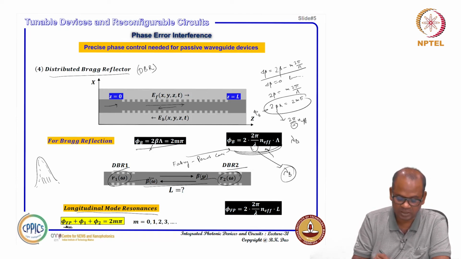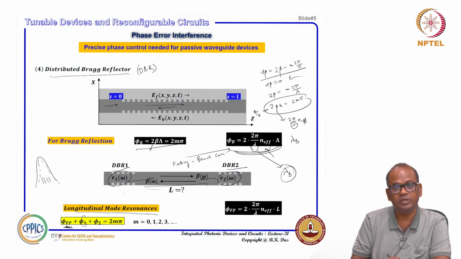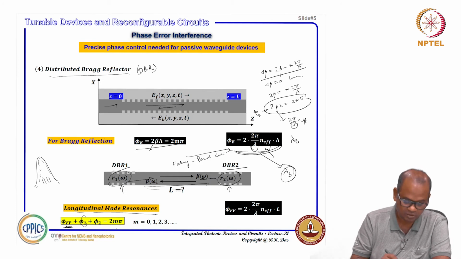In that case, you see longitudinal mode resonances. For Fabry-Pérot, whatever the round trip propagation phase is, with phi 1 introduced by DBR1 and phi 2 introduced by DBR2, it should be 2m pi. We have discussed earlier that m equals 0, 1, 2, 3, an integer. So this is the condition for longitudinal mode resonances. Now, considering phi FP, whatever phi 1 and phi 2 are, they can give some kind of phase difference.